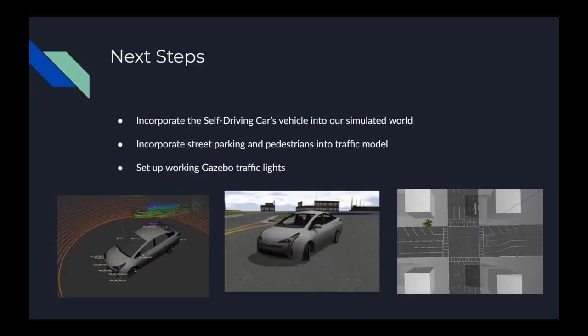Another thing we would add in the future is street parking and pedestrians. If you notice in our simulated world, the bottom right picture, there are street parking spots along the 120th Street, as well as crosswalks. To provide a more realistic simulation, we could add these features into our traffic model via Sumo. Lastly, we would sync our Sumo traffic lights with the model in Gazebo using TraCI, Traffic Control Interface.